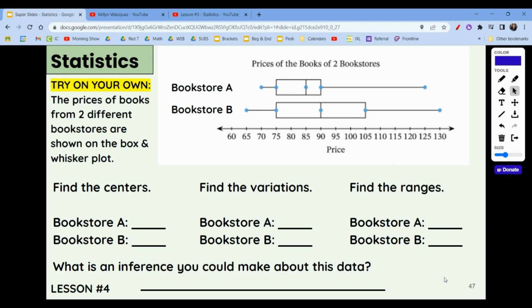All right, you should have found the centers to be 85 and 90. The variation should have been the IQR, which is 15 and 30. The ranges, where you take the max and you subtract the min, is 55 and 65. What inference could I make about this data? Bookstore B has more expensive books.